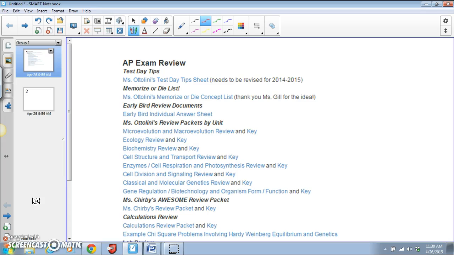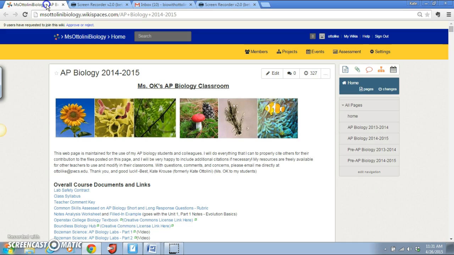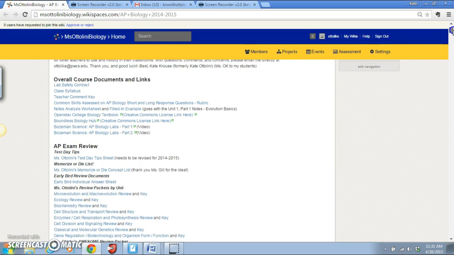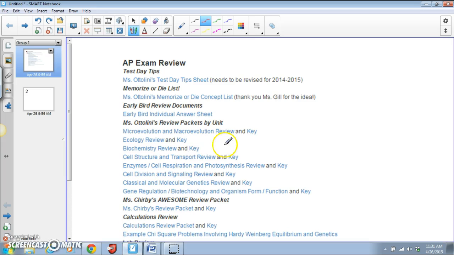Today I'm going to summarize the resources that you have for preparing for your AP Biology test. What I've done here is I've copied and pasted a section from the wiki page. If you go to the wiki page and scroll down, we are looking at the heading that says AP Exam Review and all of the resources underneath it. So let's go back to that.